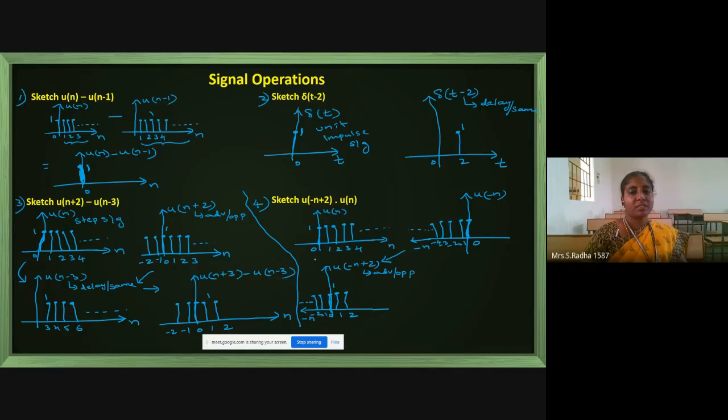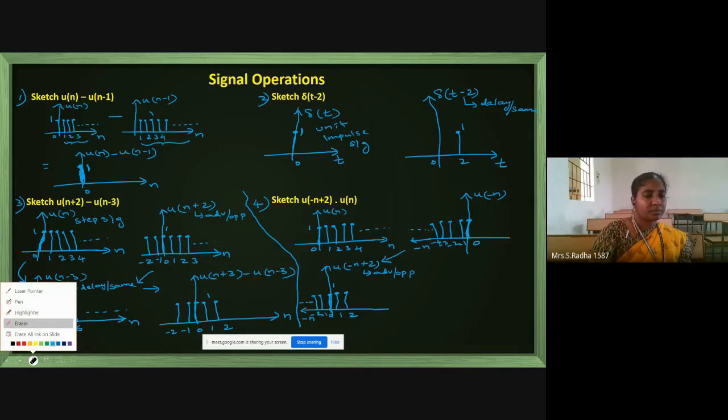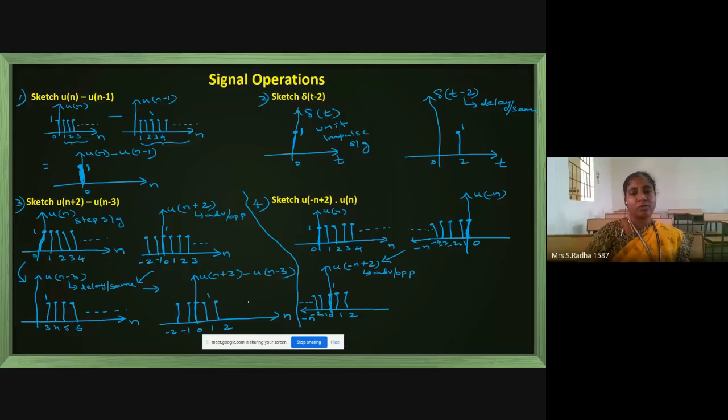Now you have to multiply the first diagram and the third diagram. You have to multiply these two diagrams. Then what is the final diagram? Multiplication means 1 into 1. Wherever 0 into something comes, the answer will be 0.